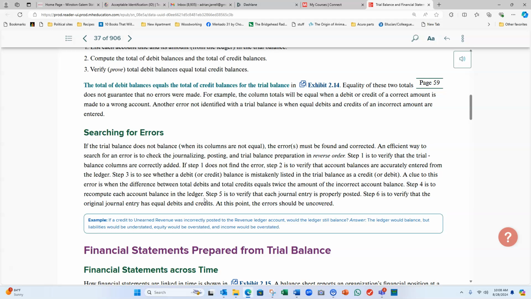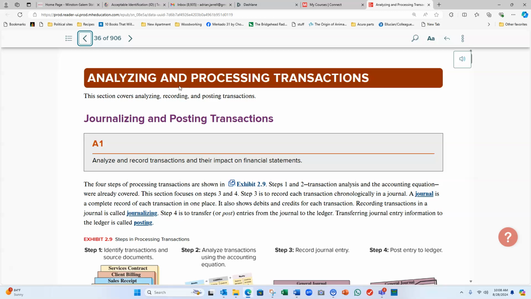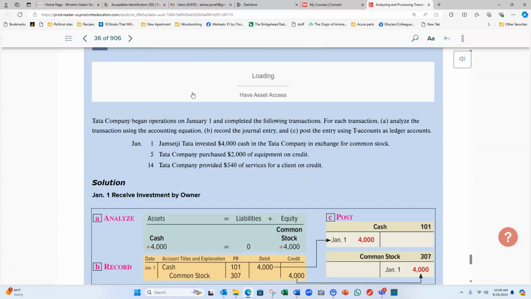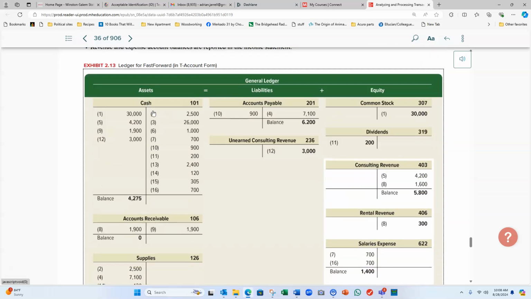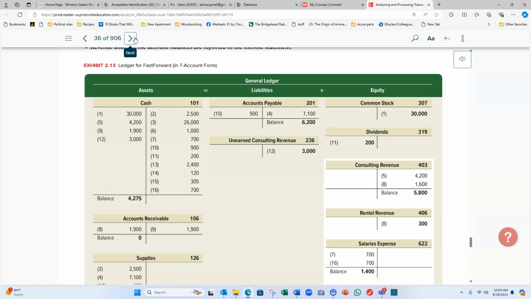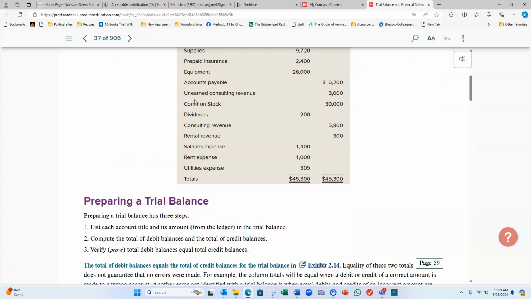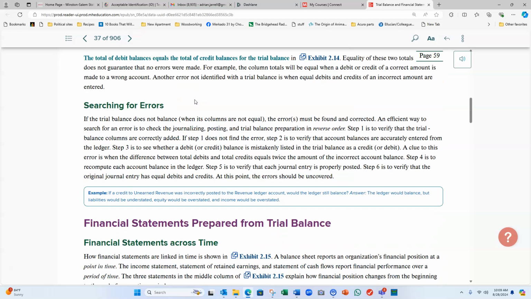Then recompute each account balance, like over here. Let me go back up here a little quicker. Just do the addition in each account. Add up this side, and make sure that you've got the right balance. And finally, go to the journal entry. If that doesn't find it, go back to the journal entry and make sure each journal entry is correct and then posted correctly to the ledger. And somewhere in that group of steps, you will find the answer to your problem.